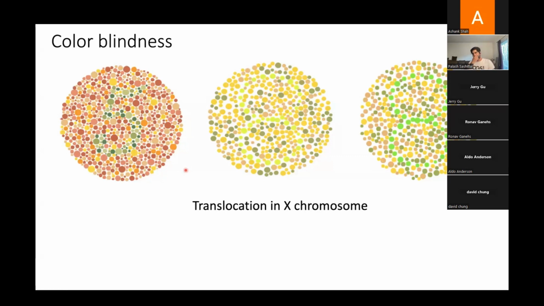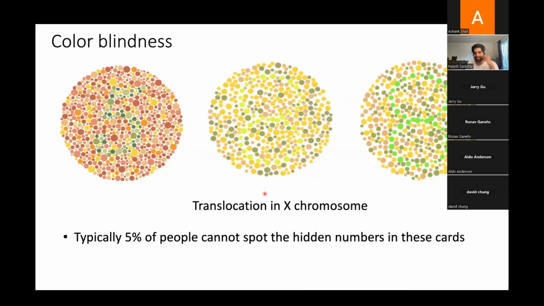We actually are asked to be quite mindful about these kinds of things when we make results in our paper. So when we publish our paper, the figures that we put in our paper need to be such that, as much as possible, most people should be able to differentiate different colors in the figures so they can make sense of them. And so, yeah, this happens because of translocation in the X chromosome. And typically 5% of people cannot spot the hidden colors in these cards. And usually these 5% are males. So it's interesting why this happens. I won't go into the biology of it, but it's very interesting.